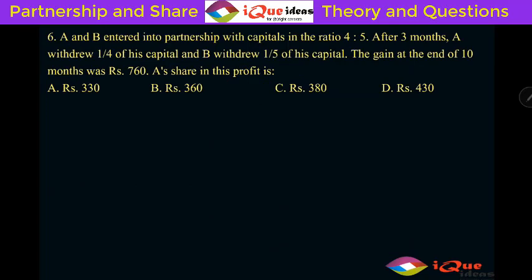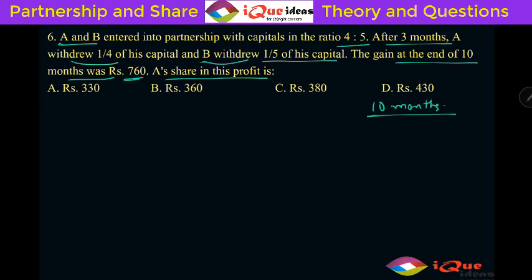Now this is a tricky question. This question says A and B entered into a partnership with capitals in the ratio 4:5. After 3 months, A withdrew 1/4 of his capital and B withdrew 1/5 of his capital. Then gain at the end of the 10 months was rupees 760. A's share in the profit. Now here you have to be really careful. The total duration is only 10 months. Right? Sometimes people tend to overlook it.